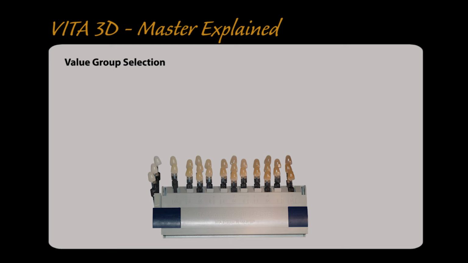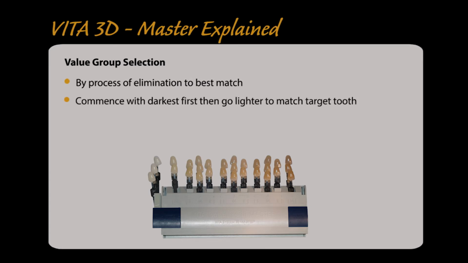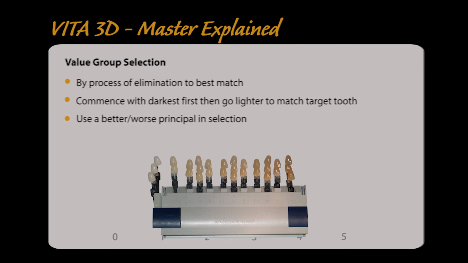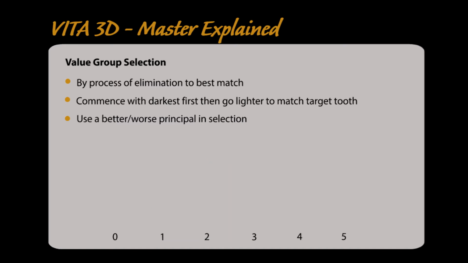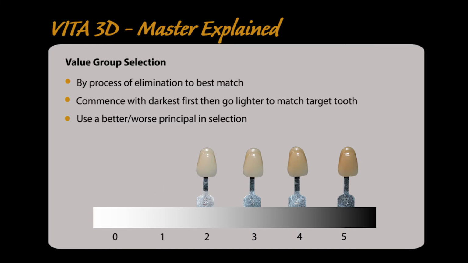So the process of elimination is the best match. We're going to commence this by darkest first, then go lighter to match the target tooth, and then we're going to use a best to worst principle in selection. So what I'm saying is you can actually take the shade guide, and if you notice, there are 6 shade tabs that are the tallest, the highest shade tabs. Now, a lot of doctors will actually take all the other shades out and only leave those tall shade tabs in there. So you really have a choice of one of 6. So you're going to have a choice of 5, 4, 3, 2, 1, and 0.